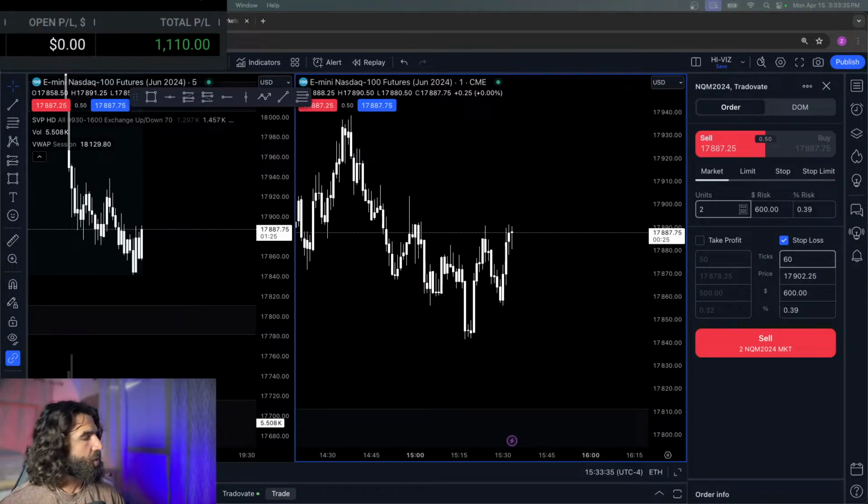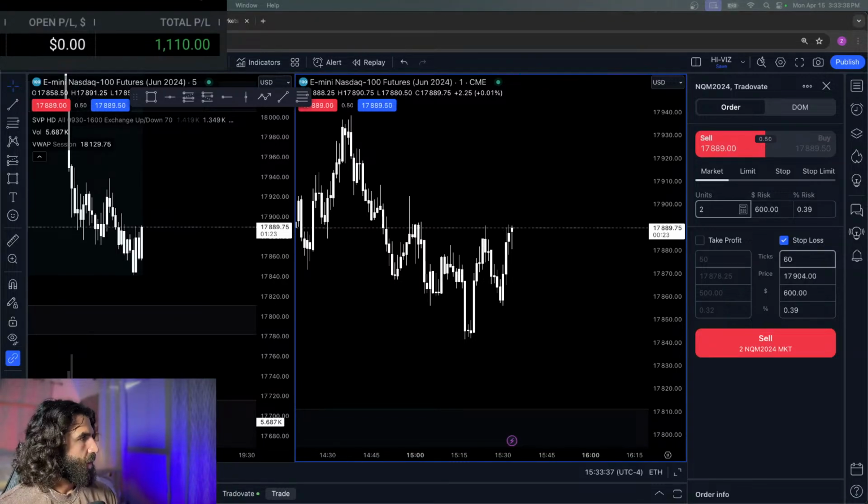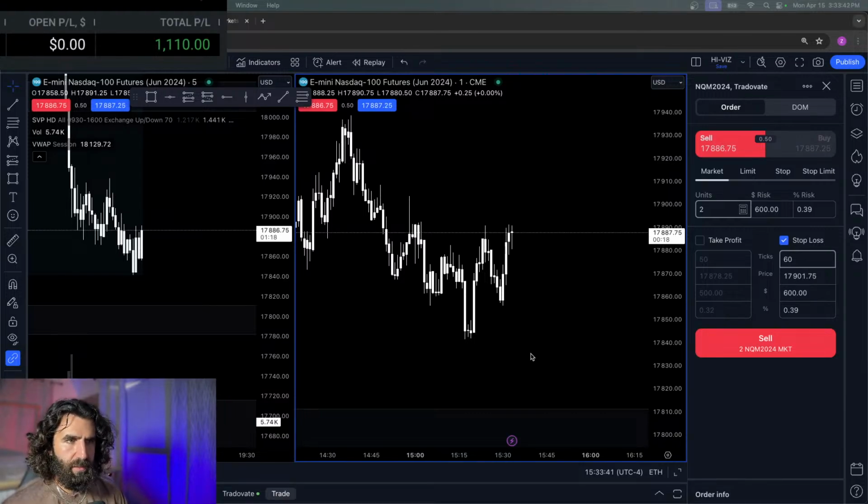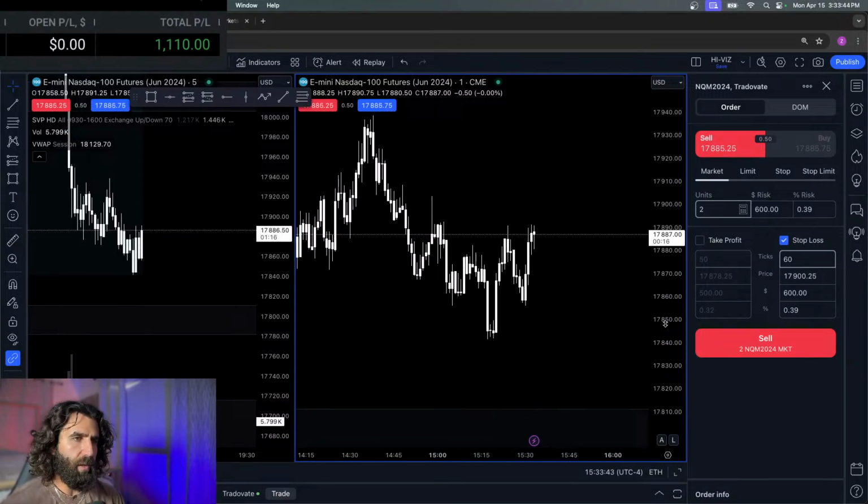How you doing? If you just jumped on, what's up? Got some people on this one. Trading NASDAQ towards the end of the day, NYSE session. This is the futures market. Trading live with a TopStep evaluation account through Tradovate and integrated with TradingView.